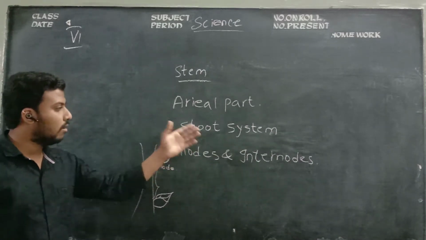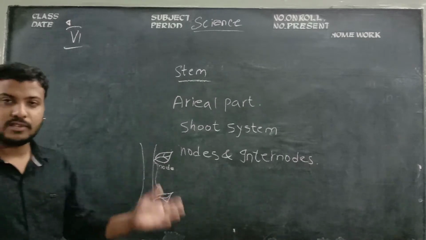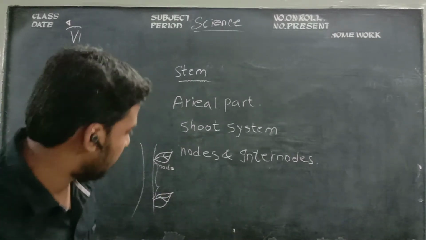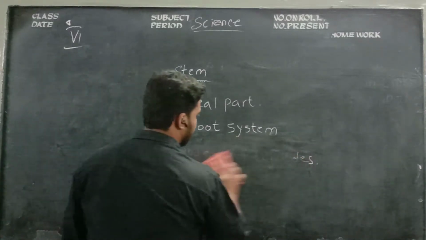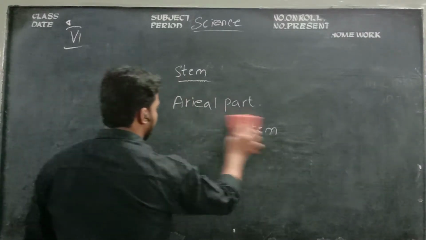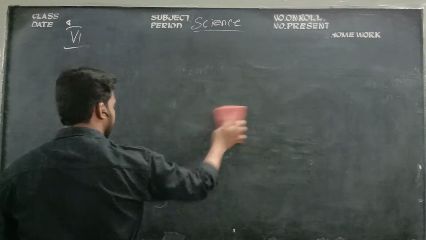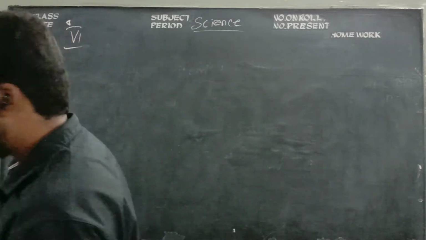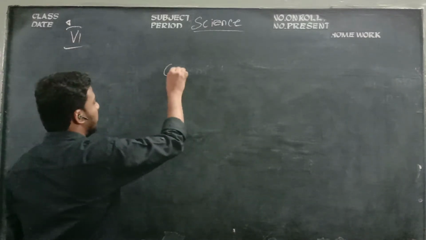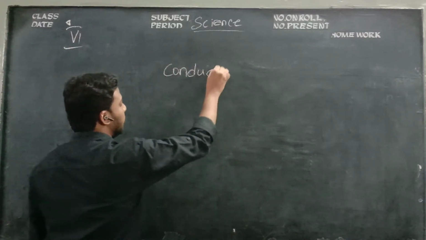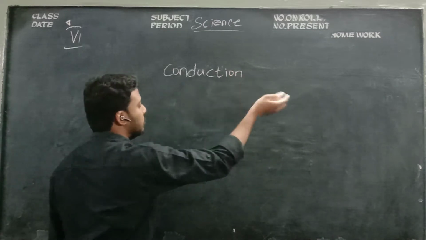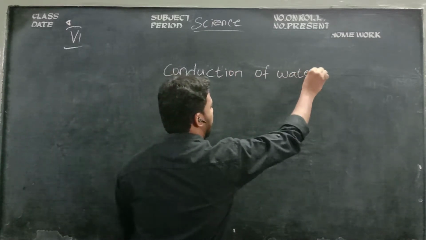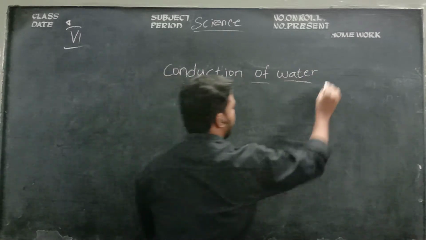So these are about the stem, children, and we discussed the functions of the stem. But right now we discuss an activity, that is conduction of water by the stem. Previously we discussed conduction of water by roots, children, because roots absorb water. Now, conduction of water by the stem.